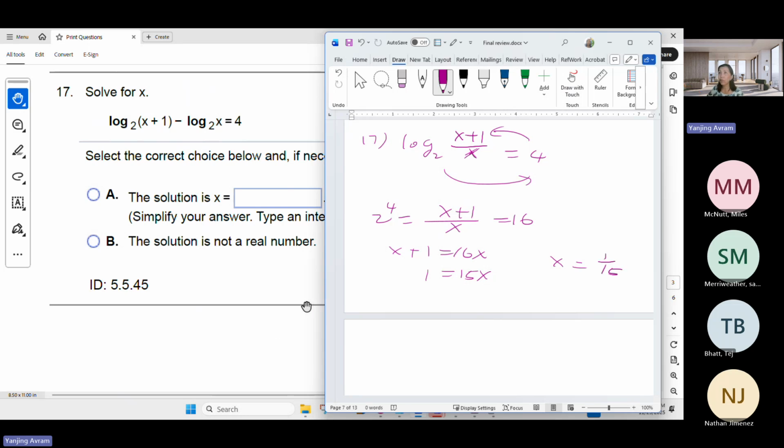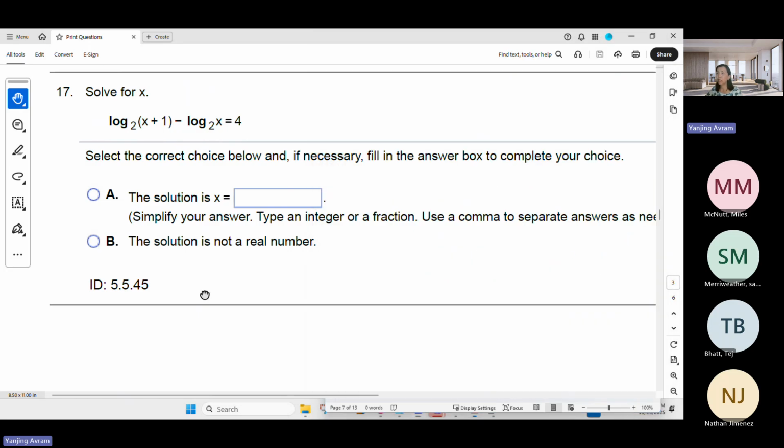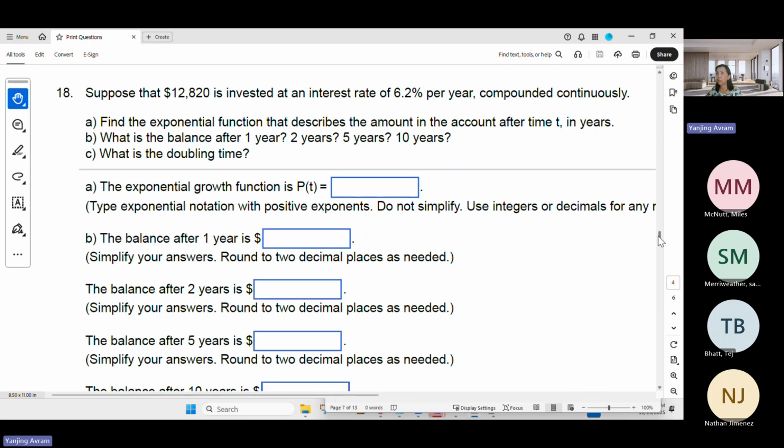Very easy. All right. And 1 over 15 is greater than 0. x is also greater than 0. So this is a good solution. All right. So some of the questions look a little bit easier than the others, okay?